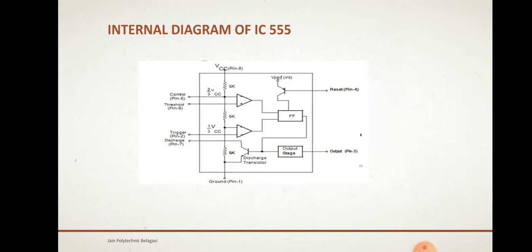There will be two op amps, and also the discharge transistor and the output stage. Also the reset pin, control pin, and threshold pin will be there. These are the terminals, meaning the pin numbers.